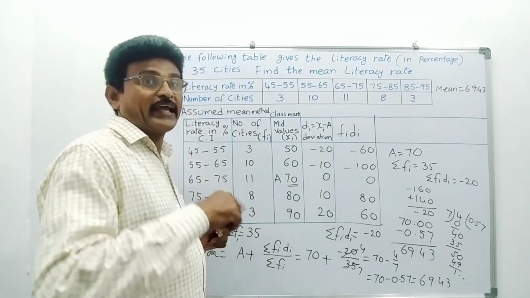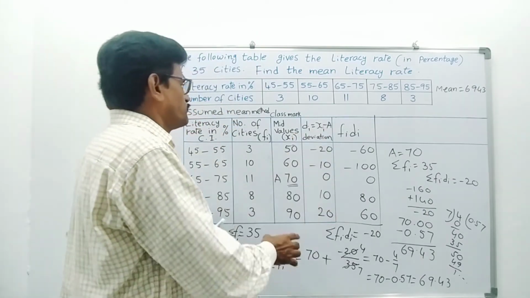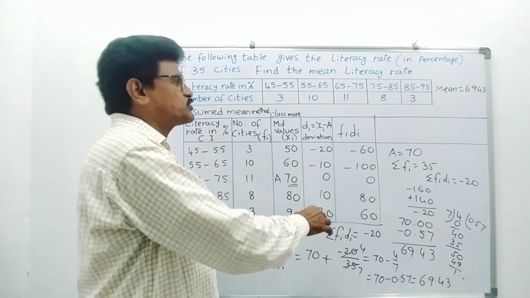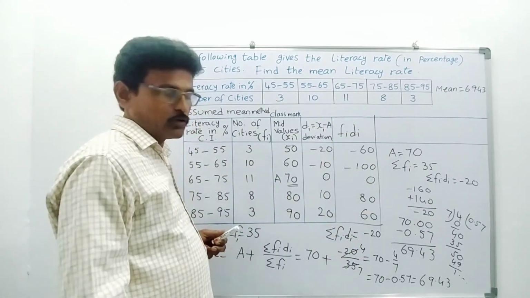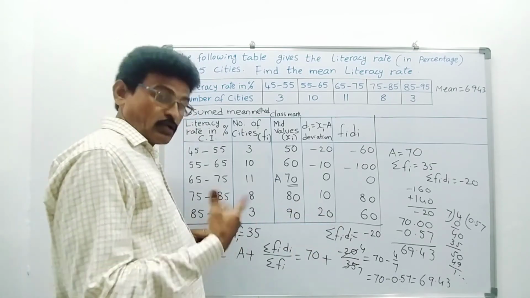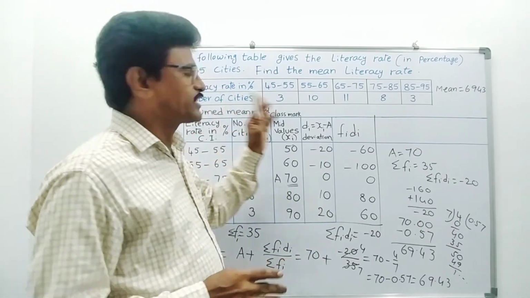But here what is the extra column we have to write? We have to find di, the deviation values. After that sigma fi di and finally sigma fi di. In that way we have to proceed. Now we will go to the third method for the same problem.